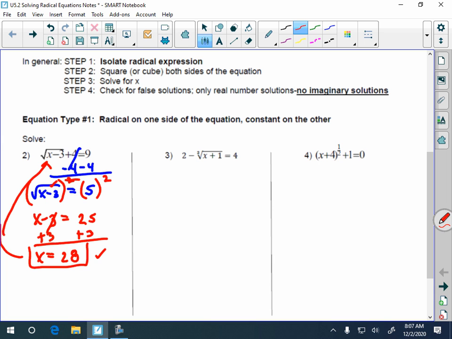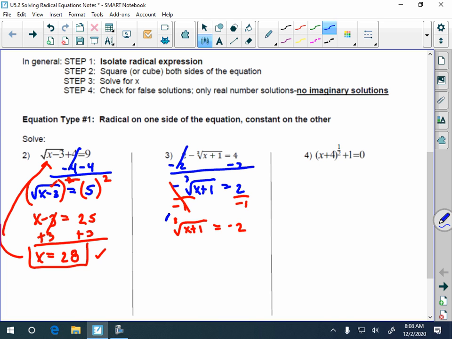All right, number 3. So we have to isolate the radical. That 2 is on the outside, so is the negative. So we're going to first go ahead and subtract the 2 over. We have that negative in front. Cube root x plus 1 equals 2. Make sure you bring that cube root down. Got to get rid of that negative, so we're going to divide by -1 on both sides. Right, so now we have the cube root of x plus 1 equals -2.